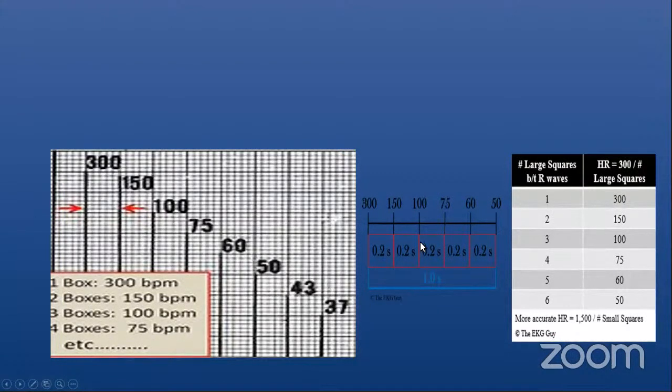Basically, it's based on the ECG speed and also the duration. We know that each large box is about 0.2 second or one small box is about 0.04 second. Does that answer the question?